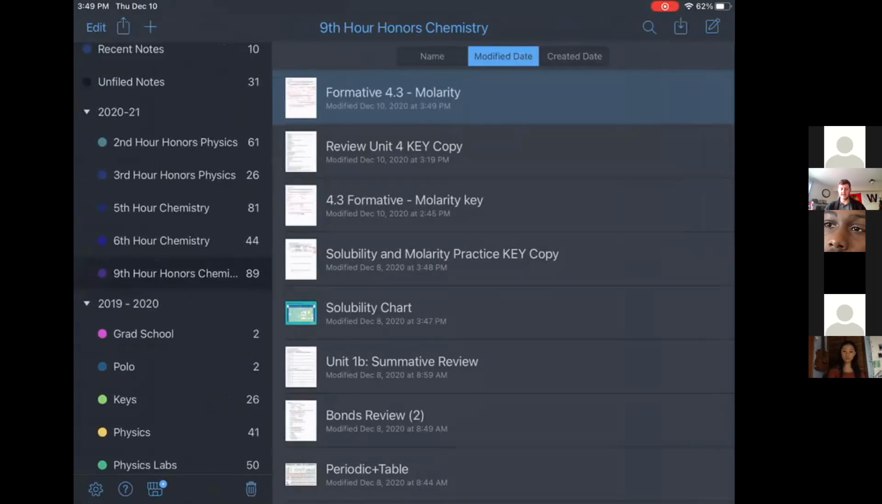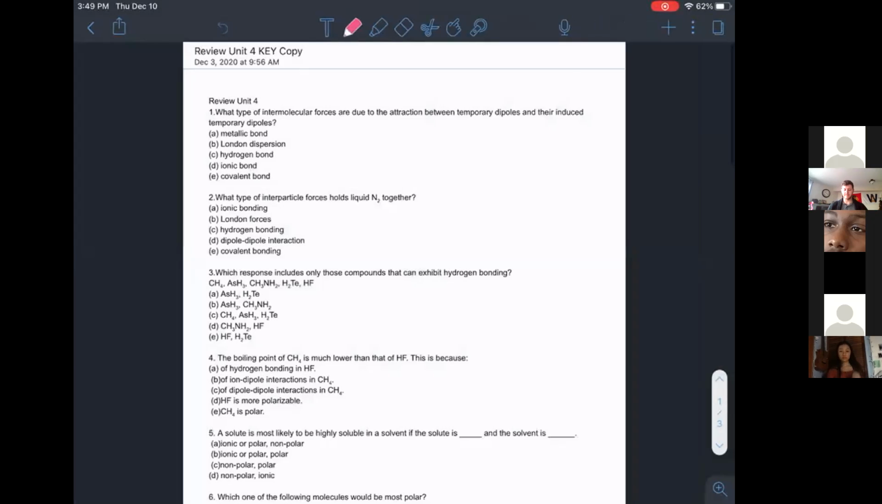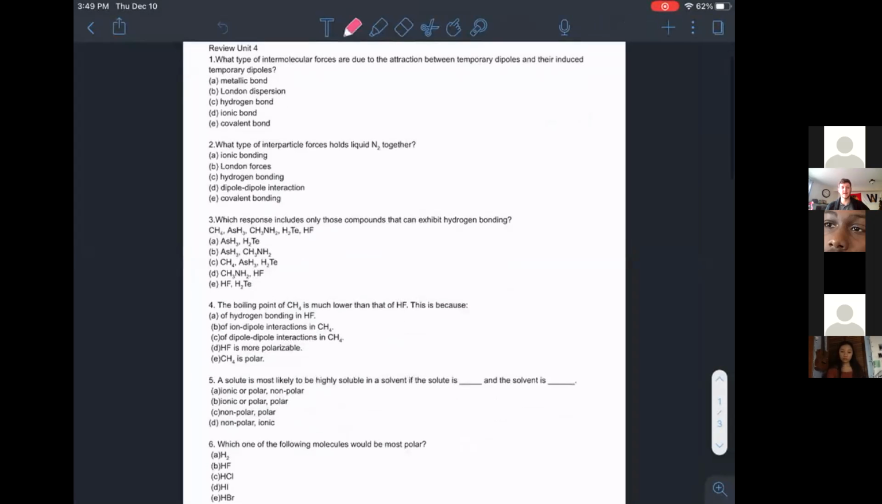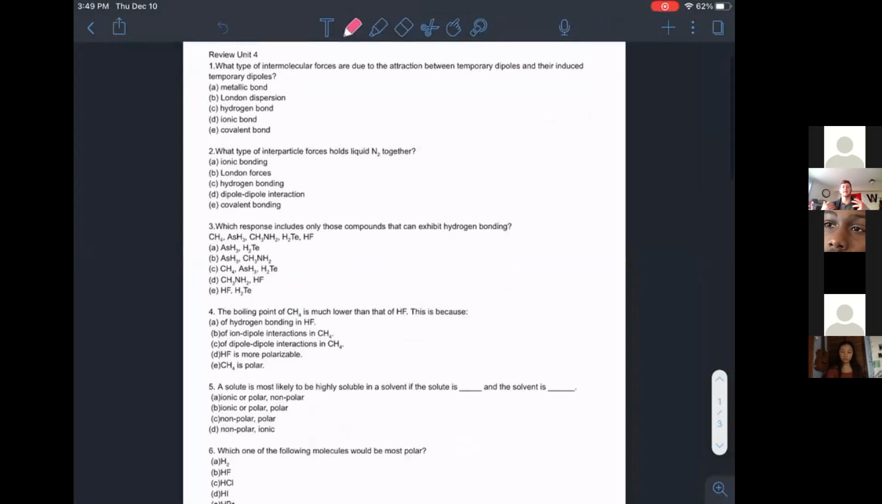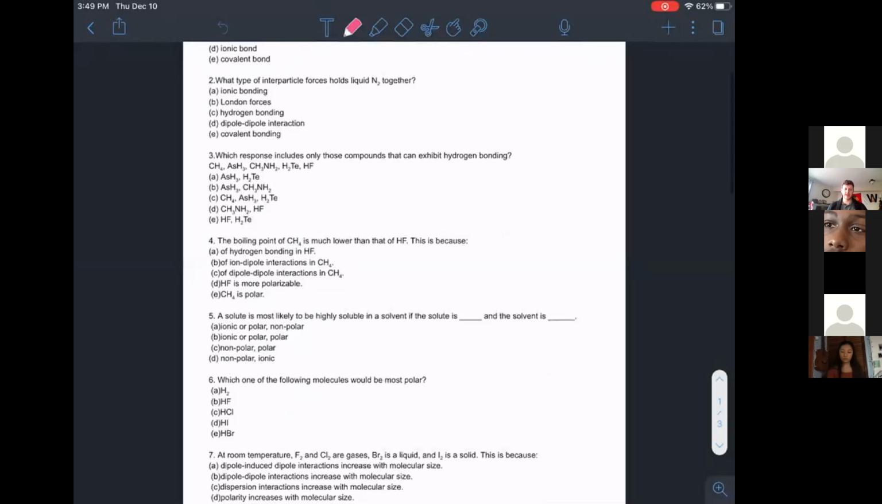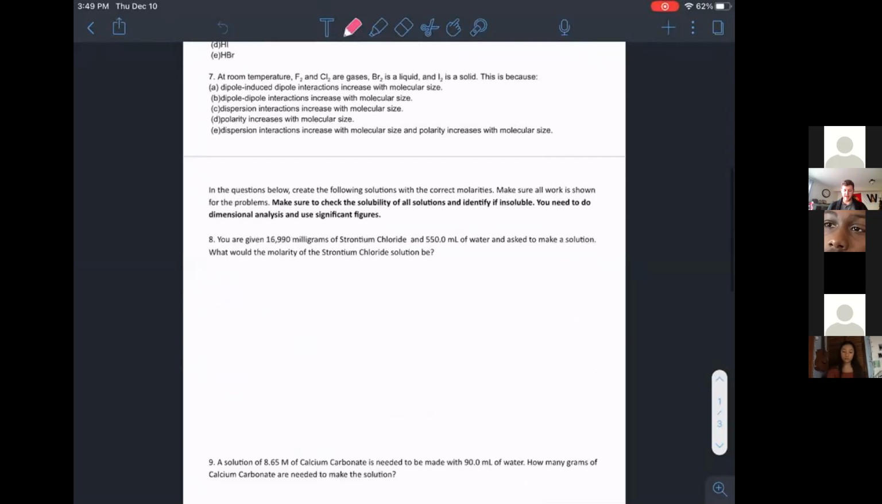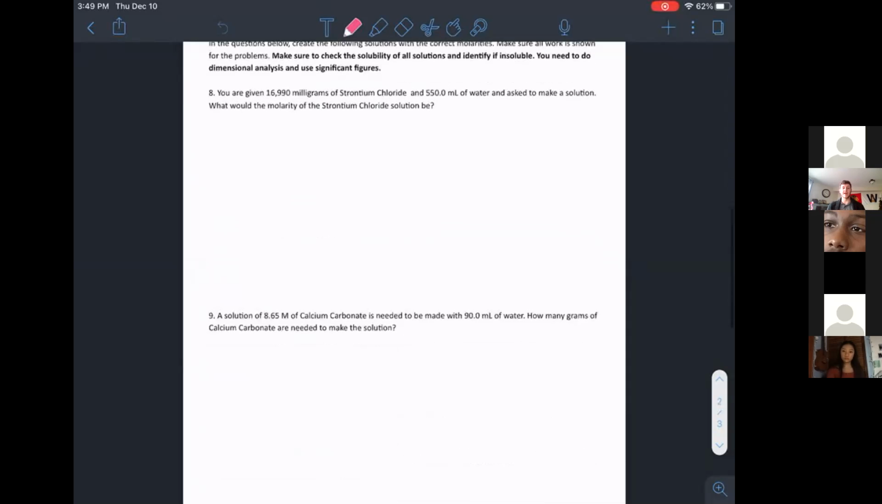All right, then the last thing you guys have today is your review for your summative tomorrow. So there's going to be some multiple choice questions, just like there are here. And then there are some questions just like your formative from yesterday, some molarity questions, making sure that you are checking for solubility and making sure that you are using that dimensional analysis. So make sure you use that lattice structure and make sure you're checking for sig figs.